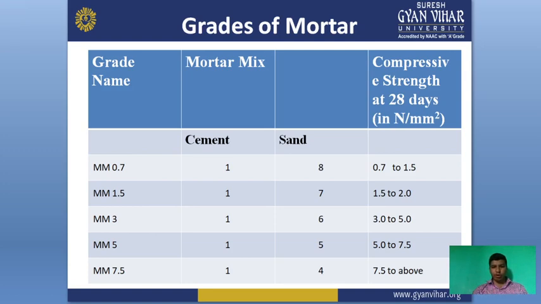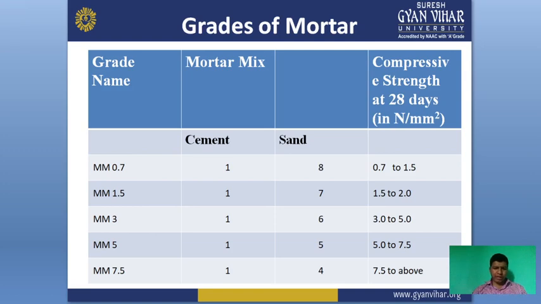And the last column shows the compressive strength at 28 days in Newton per mm square. The compressive strength means how much strength that grade of mortar gives us after 28 days. Like the 0.7 grade gives us strength between 0.7 to 1.5. This is the compressive strength at 28 days of the MM 0.7 grade. MM 1.5 gives 1.5 to 2.0 Newton per mm square compressive strength after 28 days.